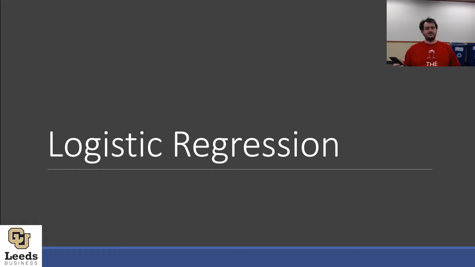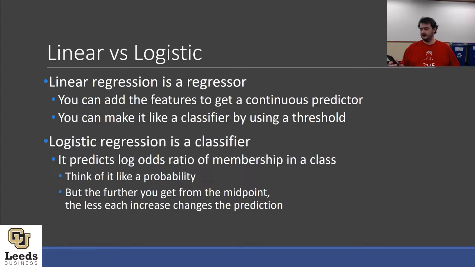In this video, I want to talk a little bit about logistic regression, simply because it's the thing you're most likely to run into in the context of machine learning than anything else, I suppose. So, the first major difference is linear regression is a regressor.